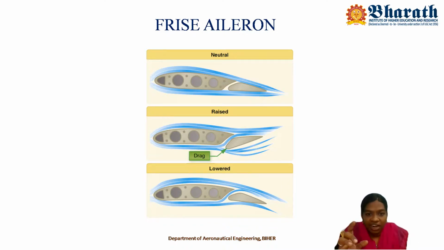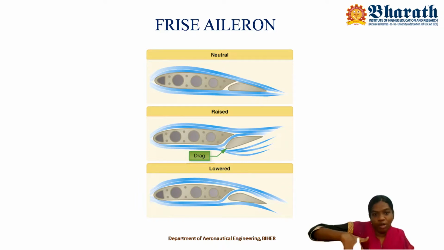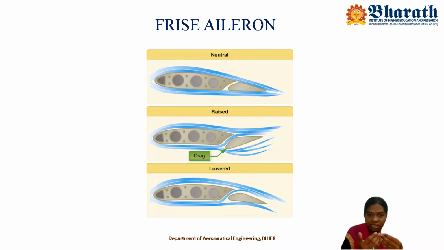The shape of the FRISE aileron is such that when it is deflected upwards, it will be projected outwards, thereby creating profile drag. This increment in the profile drag will be nullified by the increment in the induced drag due to the aileron deflection. Thereby the drag is maintained, and the turning is controlled. Got it? So this is your FRISE aileron.